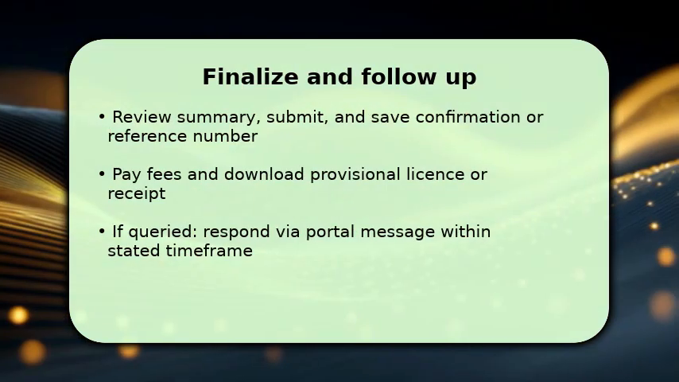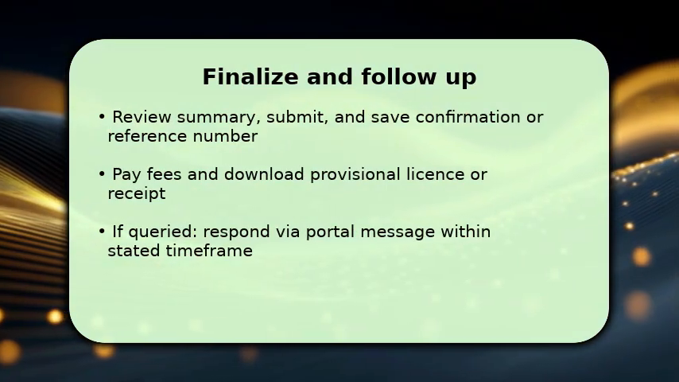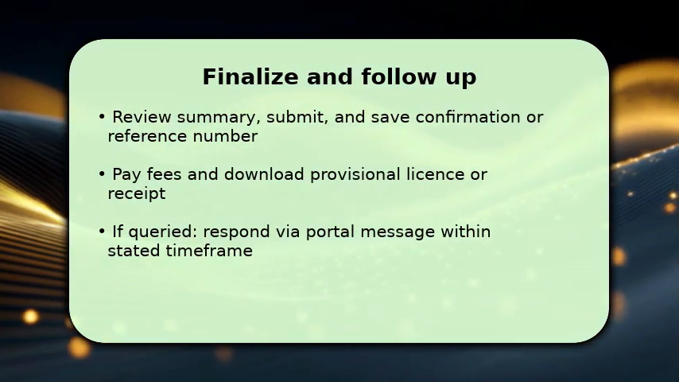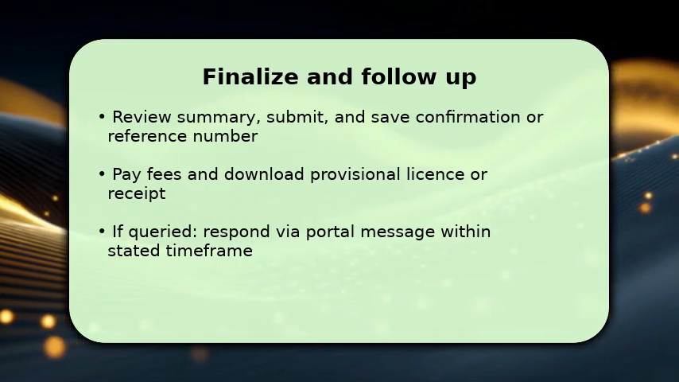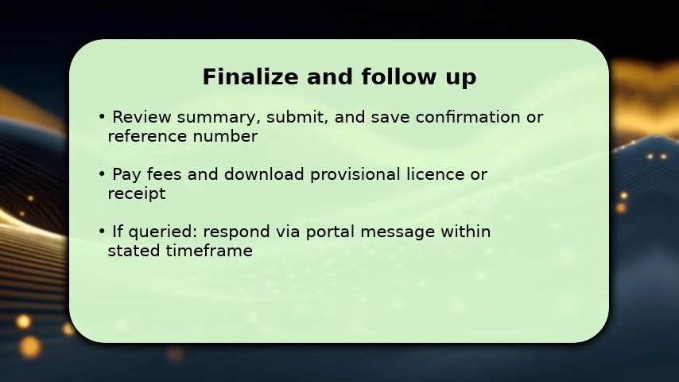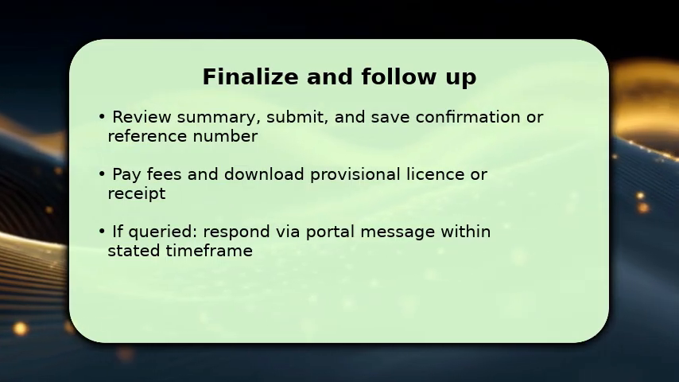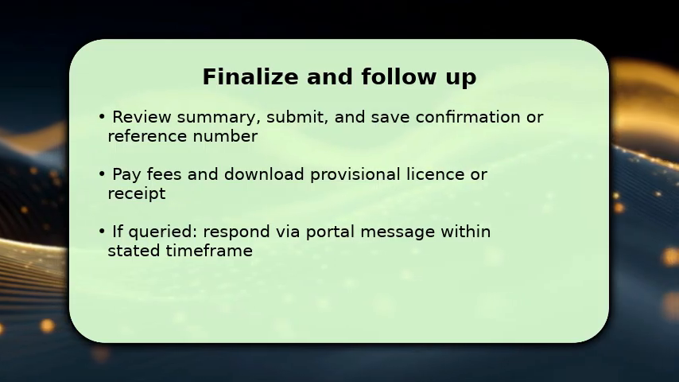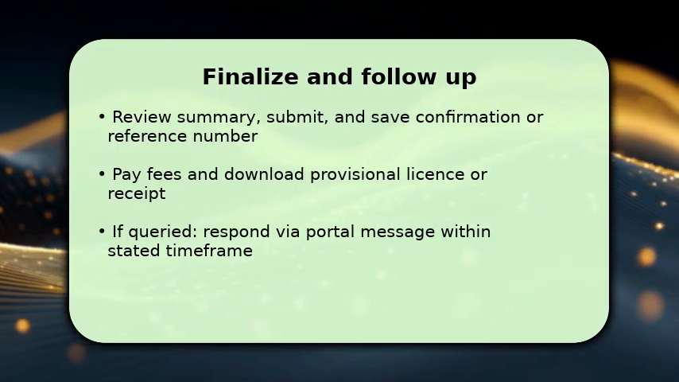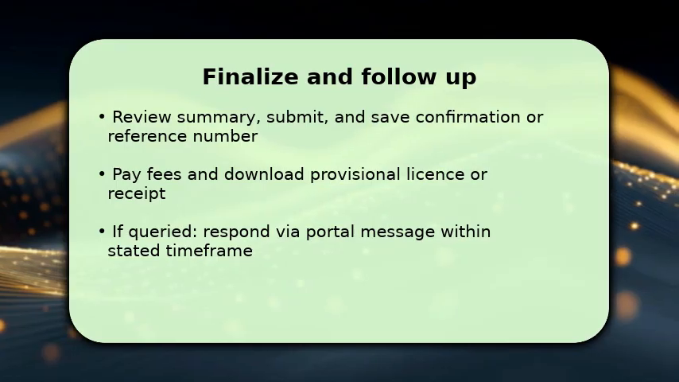You finish by reviewing the summary page line by line, then submit and save the confirmation or reference number. This is your audit trail. Make the payment and download the provisional license or receipt. Print a copy for your records. Once submitted, monitor your portal inbox for verification requests and respond promptly.